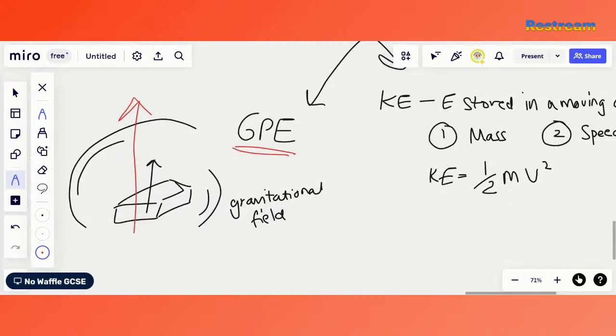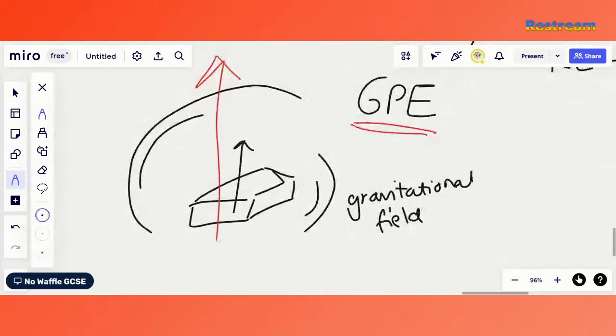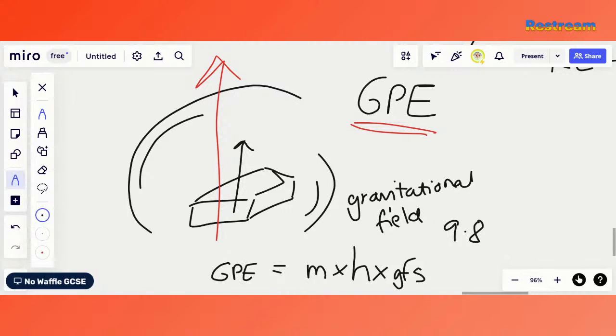Therefore, if we're looking at what affects the gravitational potential energy, height affects it, because the further you increase in height, the more gravitational potential energy there is. Mass is also important. And finally, the gravitational field strength of where you are. So on Earth, it is 9.8, but on different planets, it's different. That's why we don't just put times 9.8.